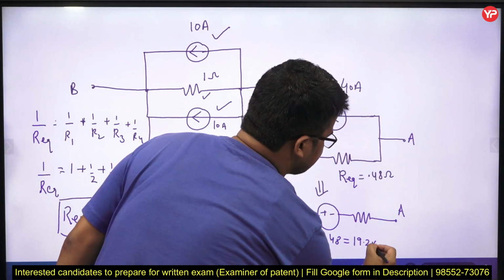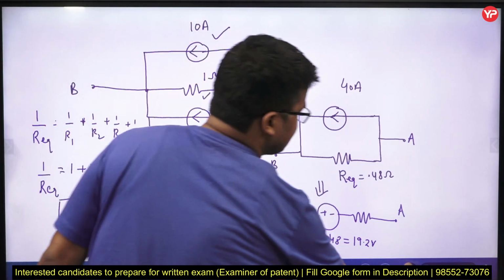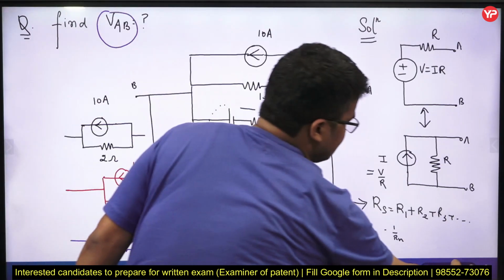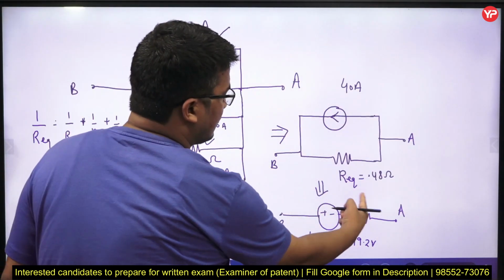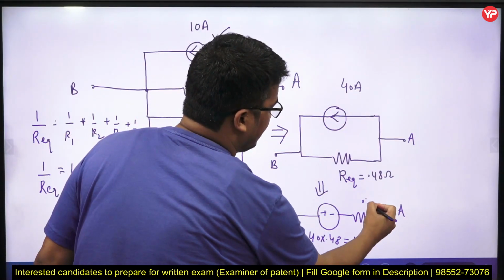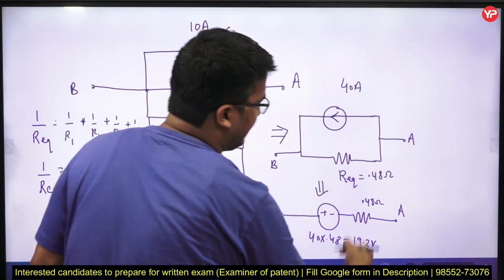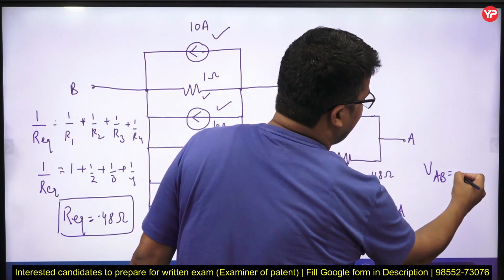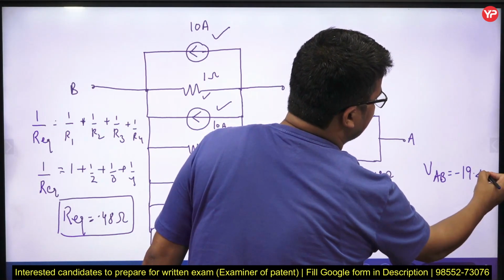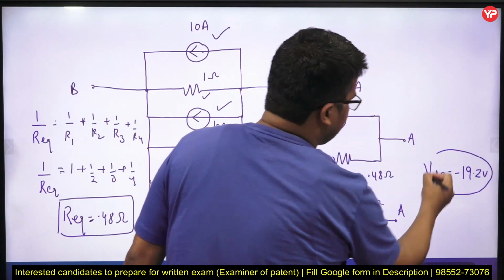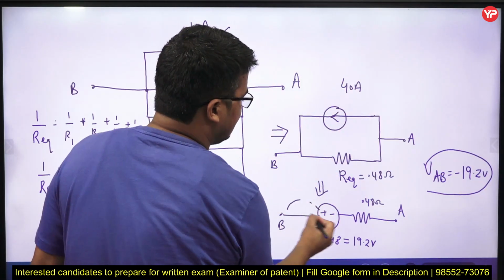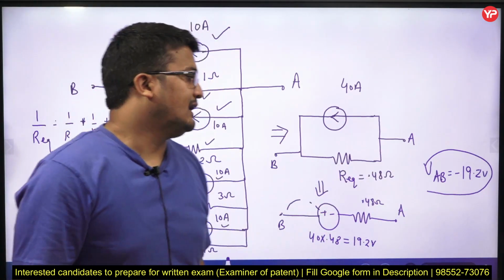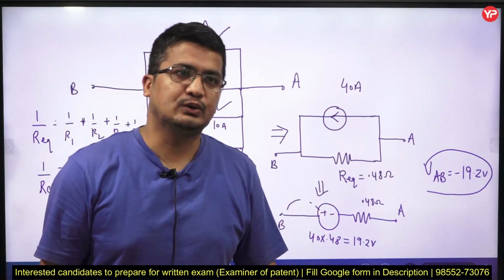So guys, now the question asked was, I guess, VAB. The question asked was VAB. Since you can see here, there will be no drop across this 0.48 ohm resistance, it's an open path. So can we say VAB is equal to minus 19.2 volt, because your B is connected at the positive potential, your A is connected at the negative potential. That is why the minus term here. So the answer will be minus 19.2 volt.